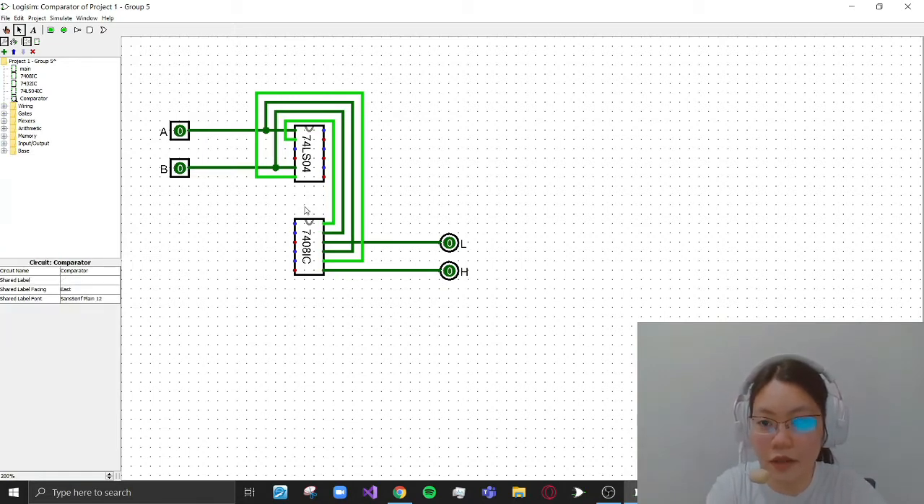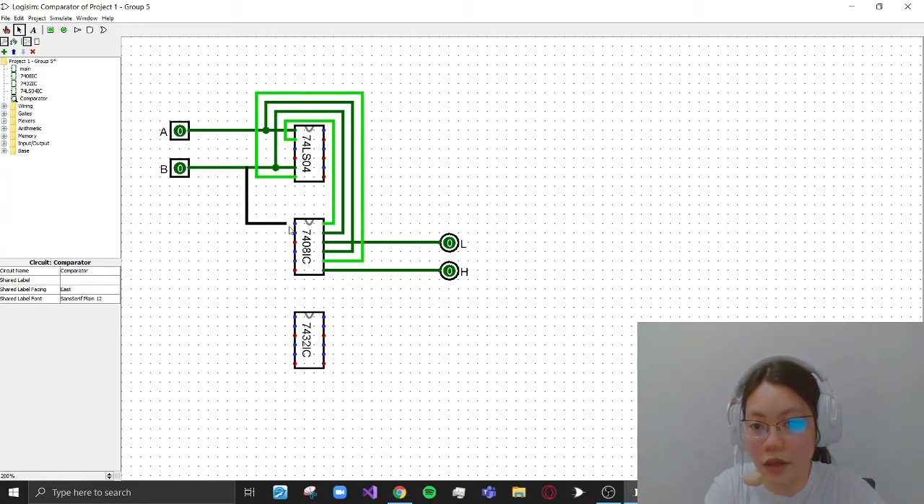And then finally, we have the equal output. We'll be using a 7432 IC. So first, A is ANDed with B, and the complement of A is ANDed with the complement of B. And their outputs are ORed together.